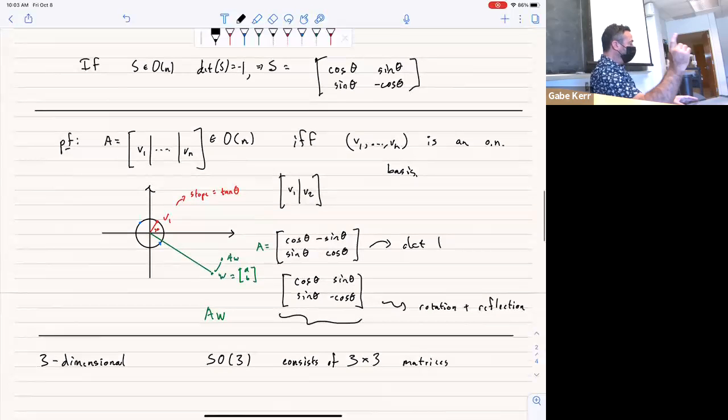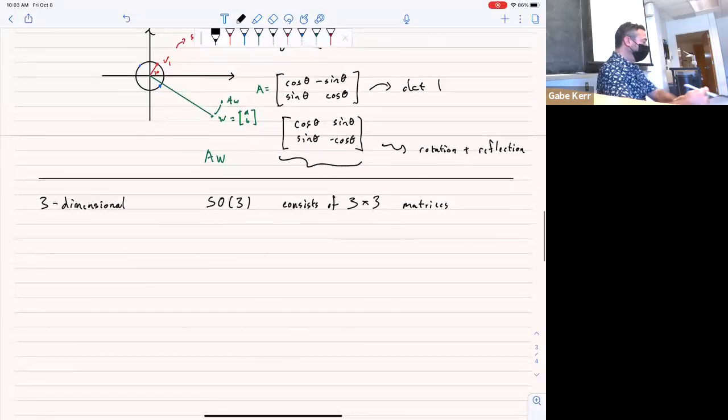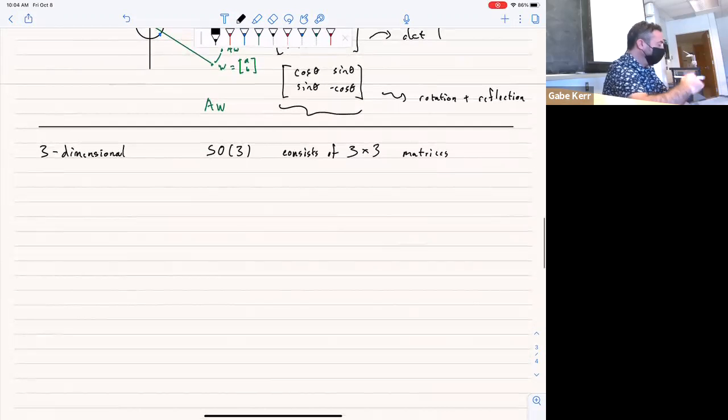Here, we only needed 1 parameter. Like for SO2, we just need 1 parameter. Let's say, okay, we're rotating this much counterclockwise. What are the 4 parameters you think you should need? Really only, let me correct that. You only need 3. What are the 3 parameters you need?